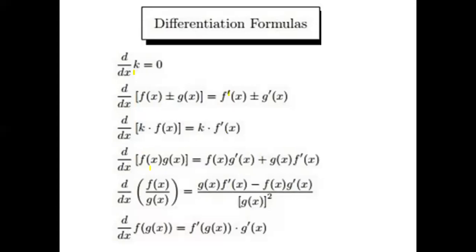Next, derivative of f of x into g of x. This is the formula we know as uv. Yes, uv dash plus v into u dash. Derivative of uv. So here they have written f of x, g of x: the first function into derivative of the second, plus second into derivative of the first. F into g dash plus g into f dash.